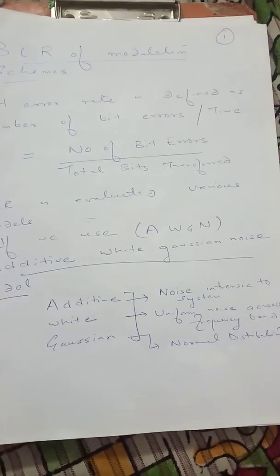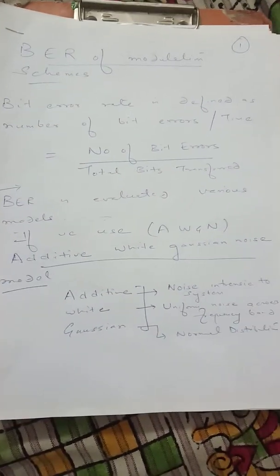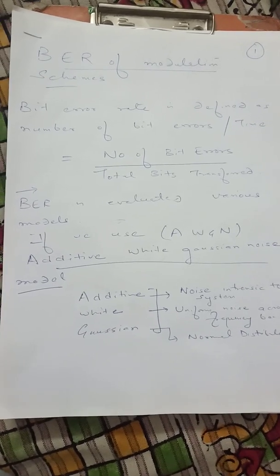So what do we mean by the term bit error rate? When we talk about bit error rate, it is defined as the number of bit errors per unit time, that is, the number of bit errors divided by the total bits transferred.